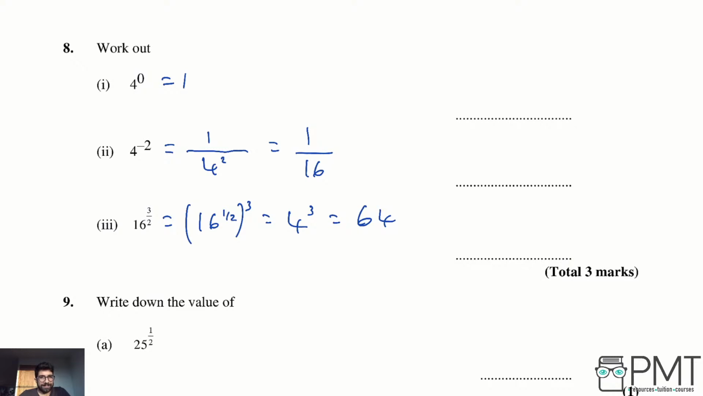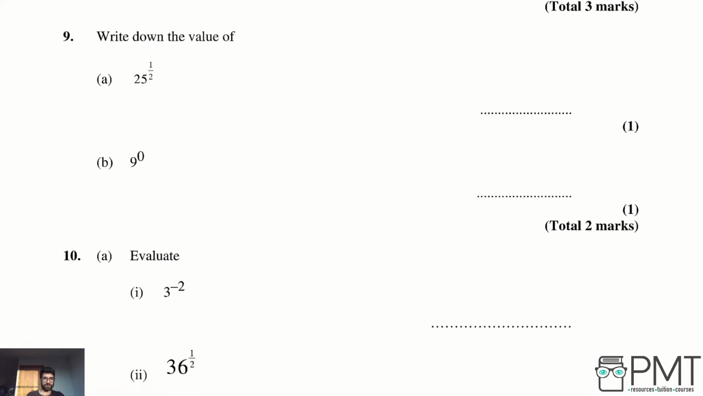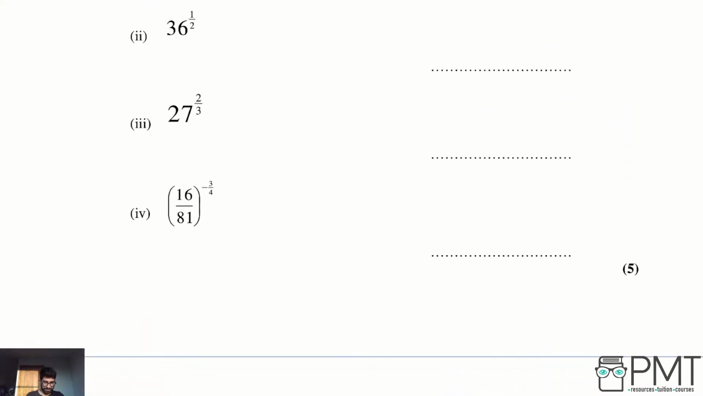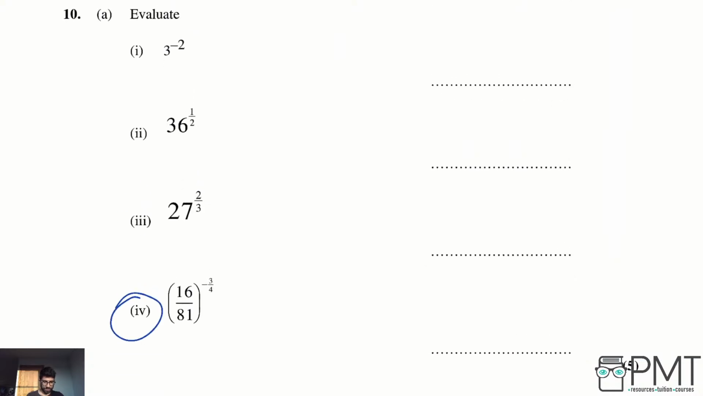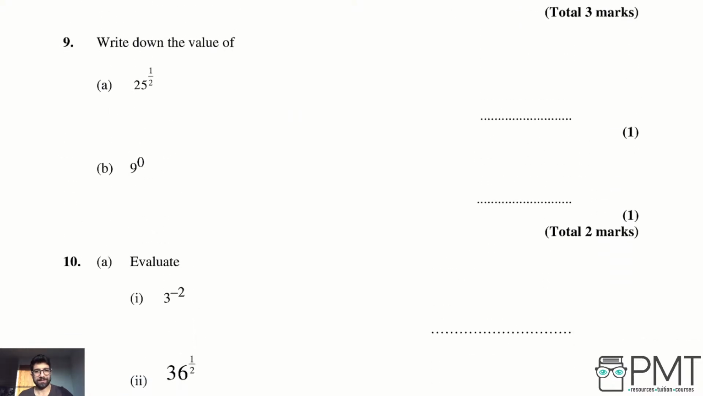Okay, that's question 8. Let's see what happens with question 9 and question 10. Have a look at these ones and let me know what you get. Let's hear your answers. I'll go through these. These are simpler. We have got a root of 25, which is just 5. Then anything to the 0 is 1.